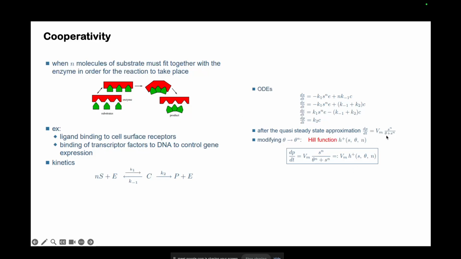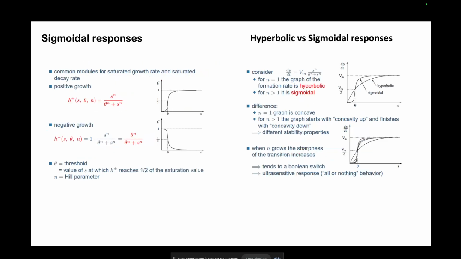And if you just modify theta to theta to the power n, this is the form of the Hill function: Vm s to the power n by theta to the power n plus s to the power n. The value of n determines if it's a dissociation or an association or whatever. We'll come to it a little bit later. But this is the formation of a Hill function.